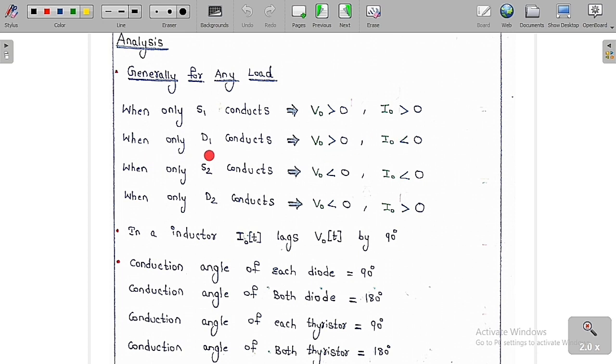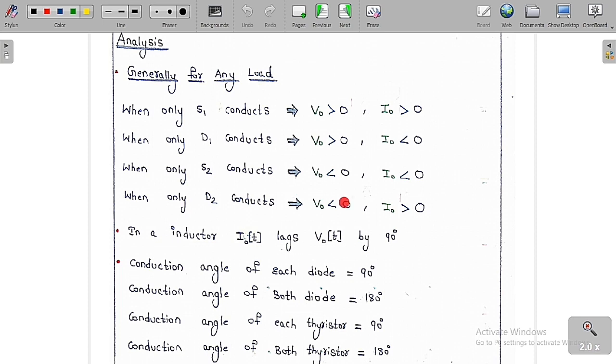Whereas when only D1 conducts, we can simply say that the output voltage is again positive, whereas the output current is negative, with the help of the circuit diagram. Whereas when only S2 conducts, if you switch on S2, then we can say that the output voltage is negative, and the output current is also negative.